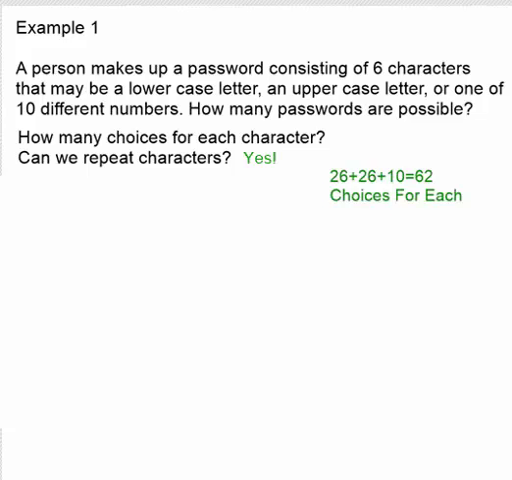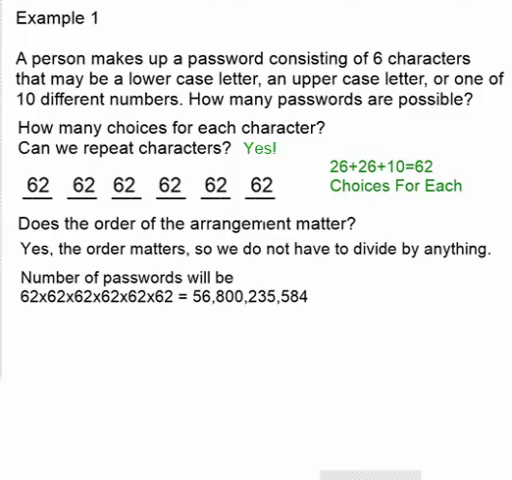Can we repeat the characters? Well, yes, we can, because it's always permissible to repeat letters or numbers in a computer password. So this gives us 62 choices for each of the 6 characters. And using the fundamental counting principle, we just multiply those values of 62 together. But we must also answer the question, does the order of the arrangement matter? Well, if you switch 2 letters or numbers in your password, you know it doesn't work when you try to use it. So yes, it matters. And that means we don't have to divide our answer by anything.